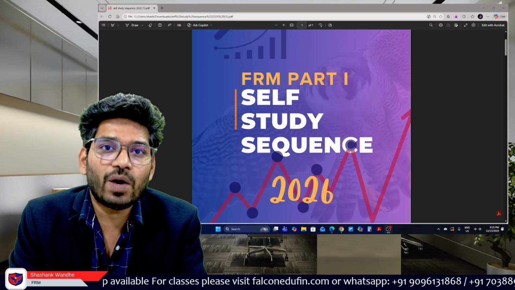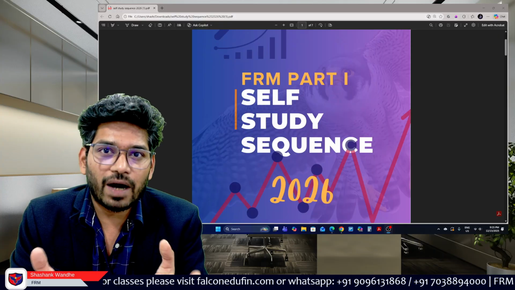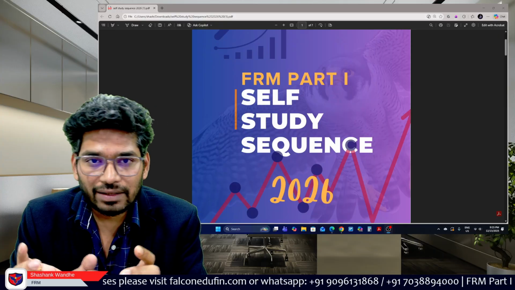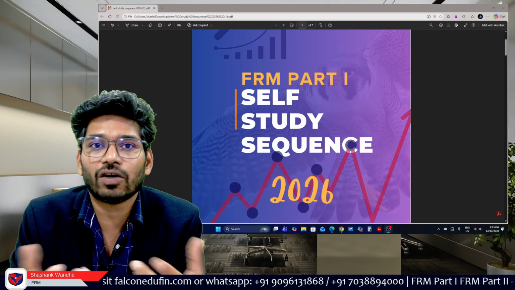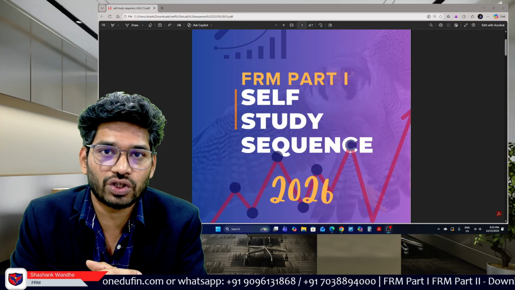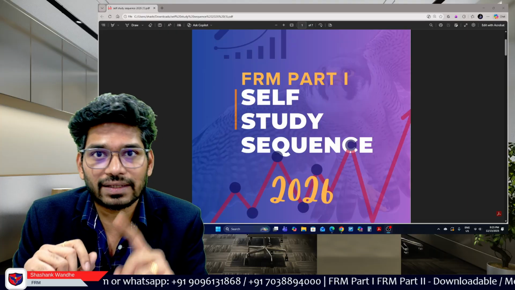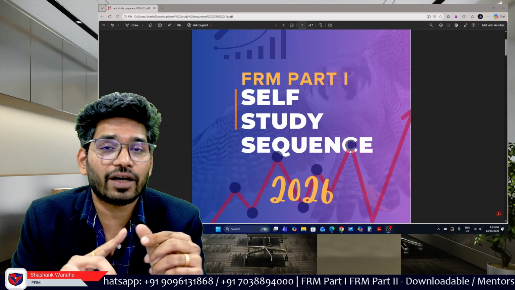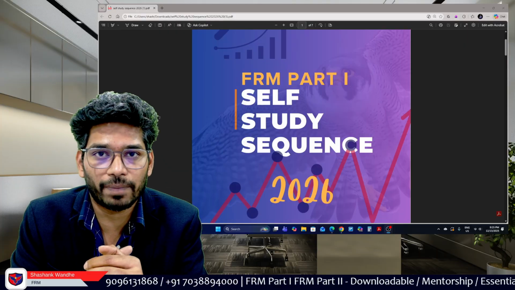Now let's first understand what is the requirement of the self-study sequence. When it comes to the FRM Part 1's 4 books, the whole curriculum, the book-wise structure is not properly created or structured. The topics are not properly structured. If you want to prepare some topics of Book 1, then you must have a detailed understanding of some topics of Book 2, some topics of Book 3, and some topics of Book 4.